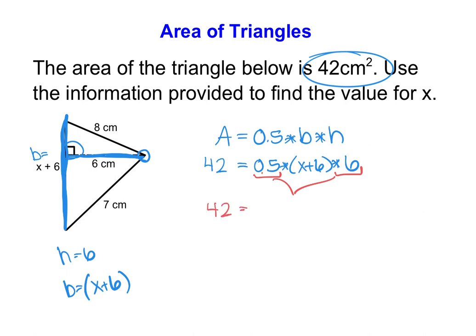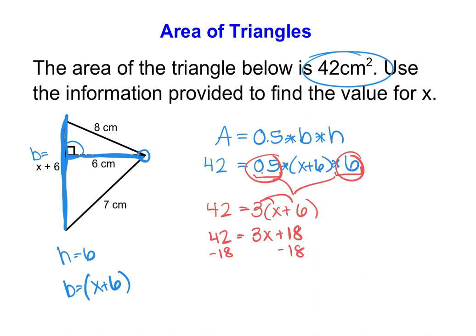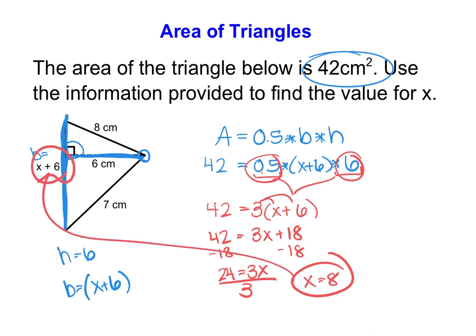So here we have 42 is equal to 0.5 times 6, which is 3. And then we have x plus 6. So now we can distribute. So we have 42 is equal to 3x plus 18. Subtract 18 from each side, and we end up with 24 is equal to 3x. Divide by 3, and we find that x is equal to 8. So we can take that x value, we could put it back in here, and 8 plus 6 would give us a side length of 14.